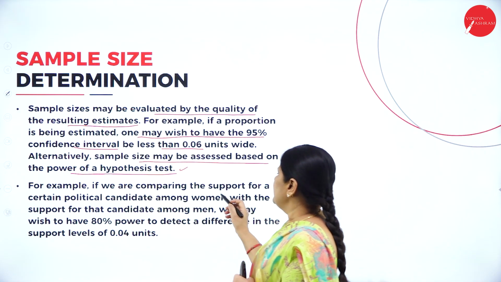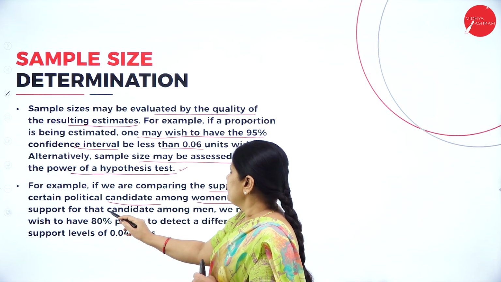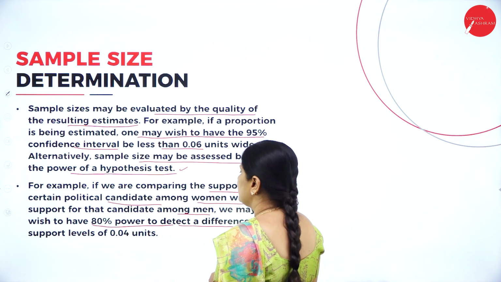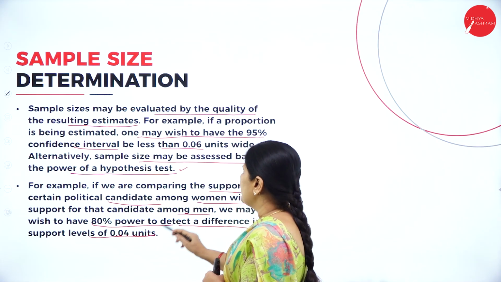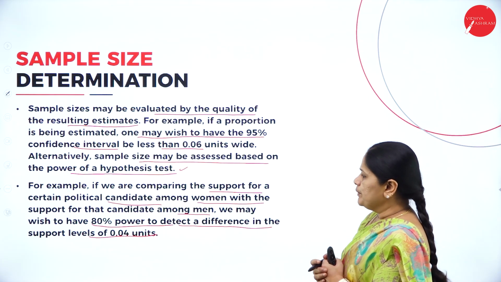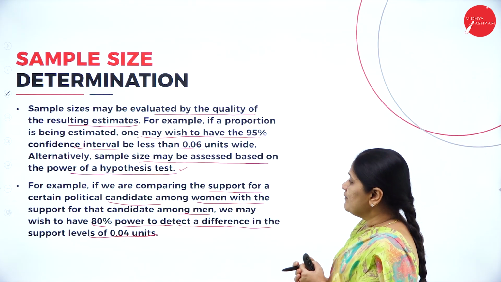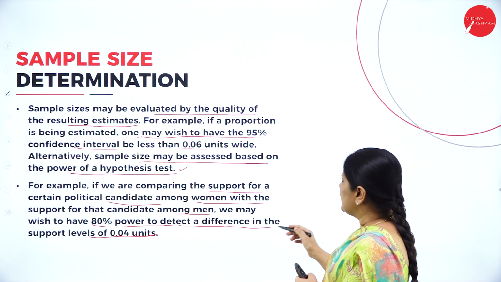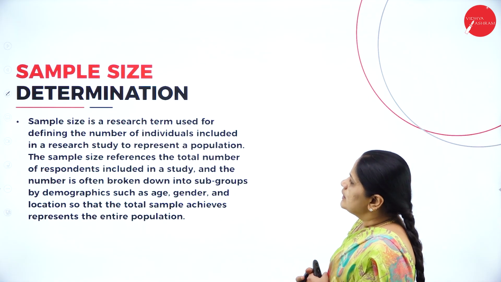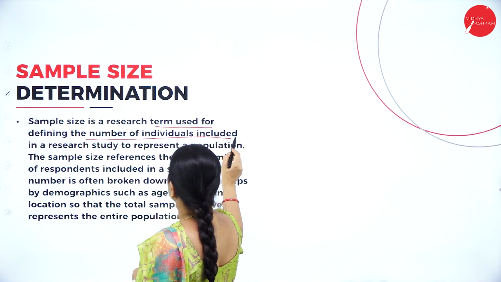For example, if we are comparing the support for a certain political candidate among women with the support for that candidate among men, we may wish to have 80% power to detect a difference in the support levels of 0.04 units. So, if we are comparing the support of a particular political candidate among women with the support for that candidate among men, we may wish to have 80% power to detect a difference in the support levels of 0.04 units.